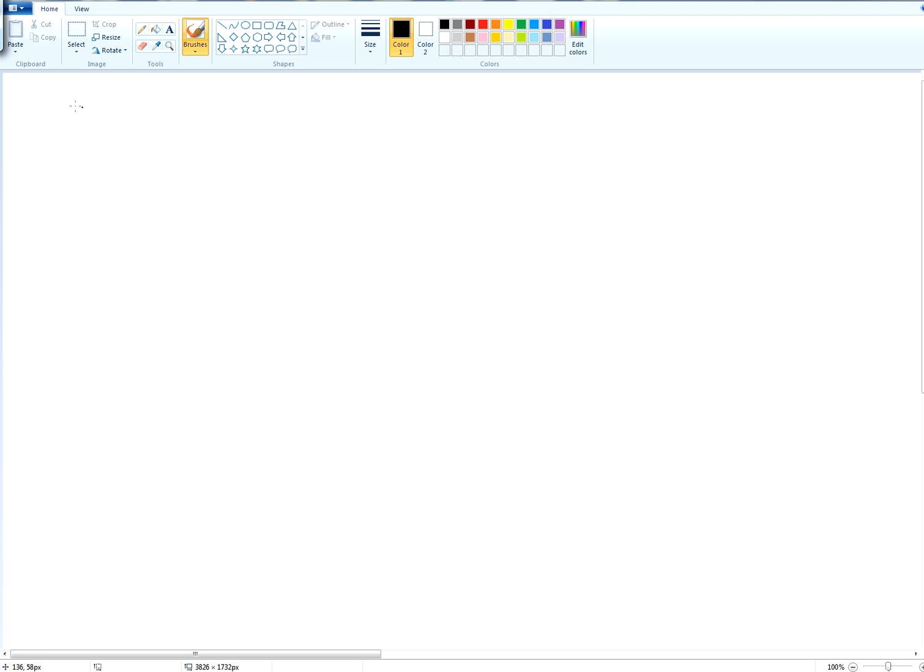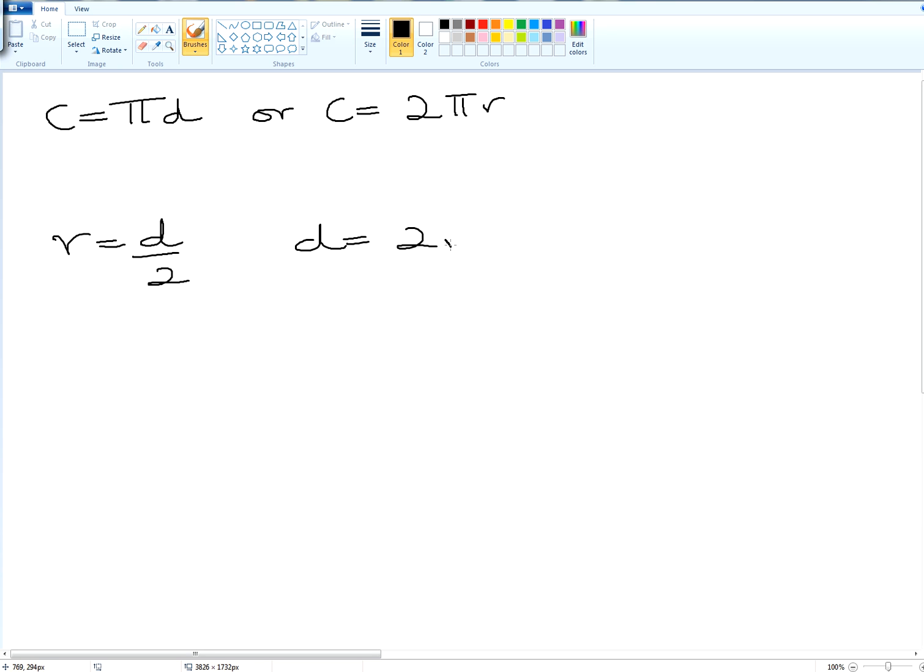Now here come some of the formulas. The circumference is equal to pi d, or the circumference is equal to 2 pi r. So that's the formula for circumference. Next we have radius. We said radius is equal to half of the diameter, and the diameter is equal to double the radius. Two other little mini formulas. And the key formula to do with circles, which we didn't mention on the first page, was the area. The area of a circle is equal to pi r squared.